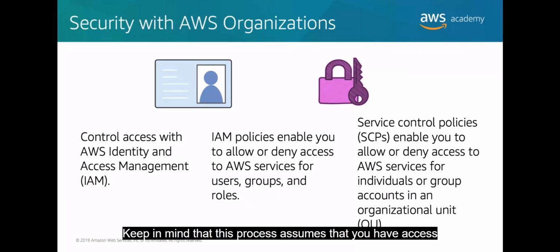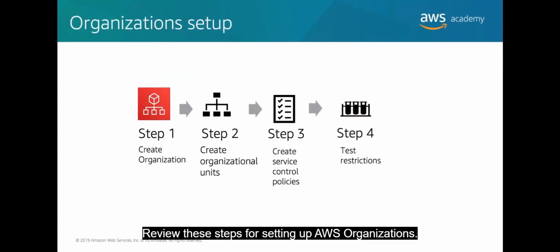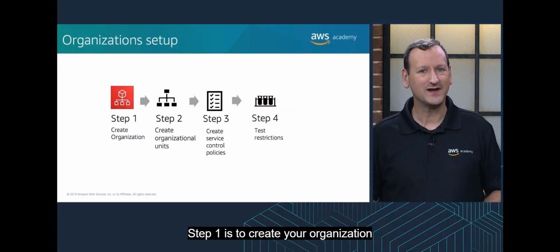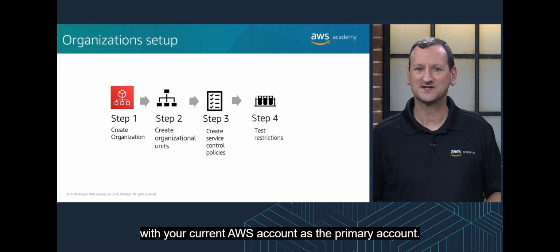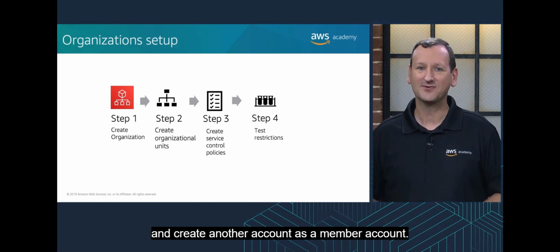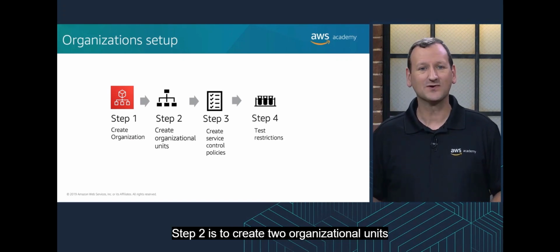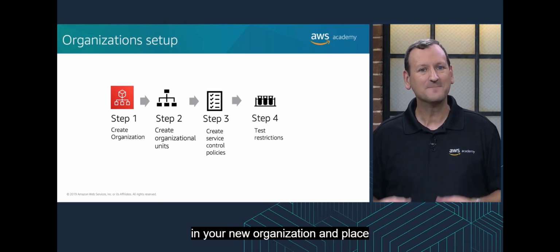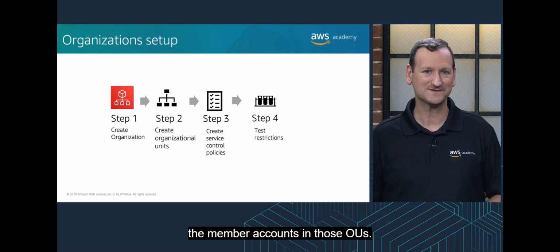Keep in mind that this process assumes that you have access to 2 or more existing AWS accounts and that you can sign into each account as an administrator. Review these steps for setting up AWS Organizations. Step 1 is to create your organization with your current AWS account as the primary account. You also invite one AWS account to join your organization and create another account as a member account. Step 2 is to create 2 organizational units in your new organization and place the member accounts in those OUs.